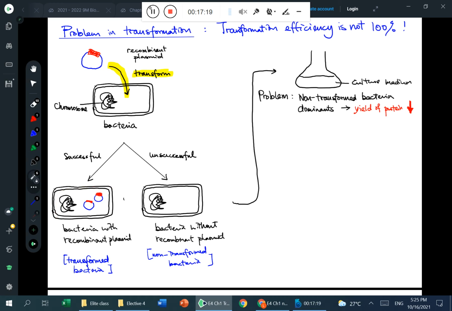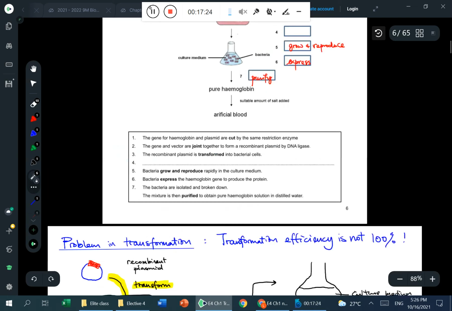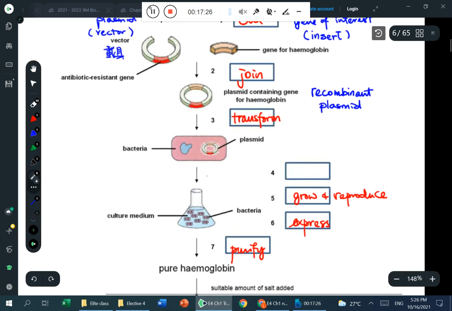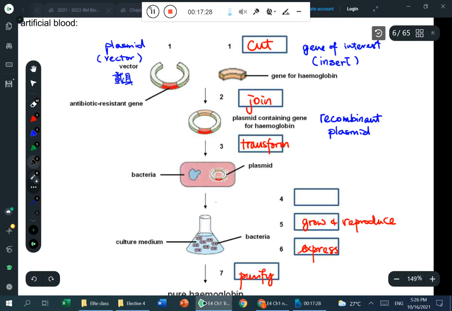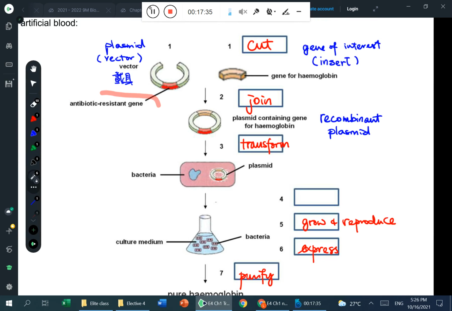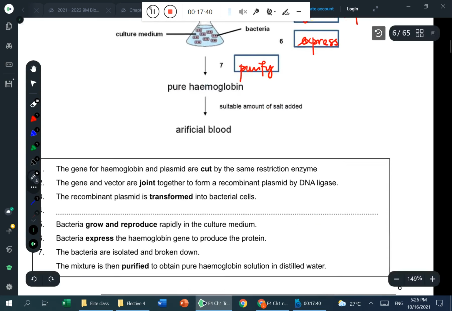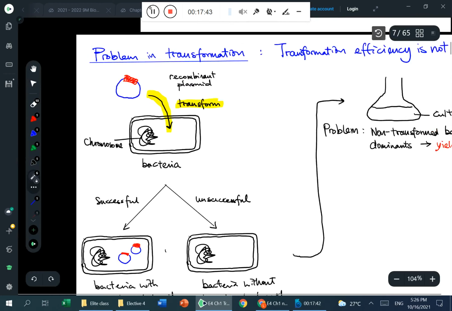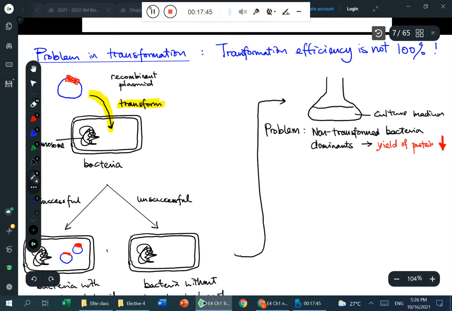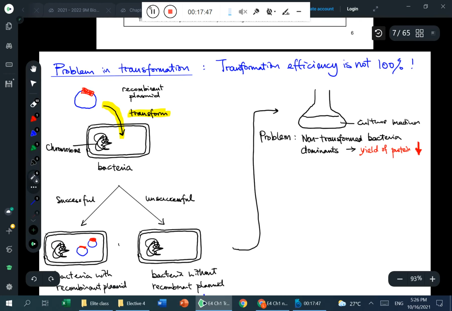So how can we solve this problem? Let me give you a hint. The hint is you can refer to a plasmid, in which they usually contain an antibiotic resistant gene. If you want, you can pause the video and think about the details of how to solve the problem before you listen to my solution.